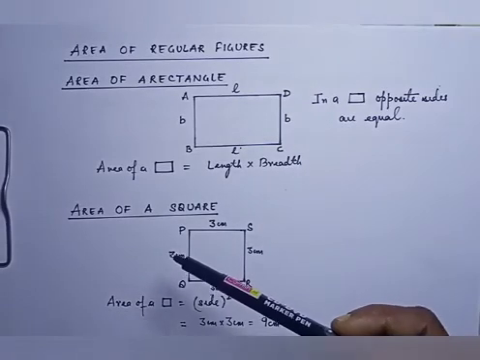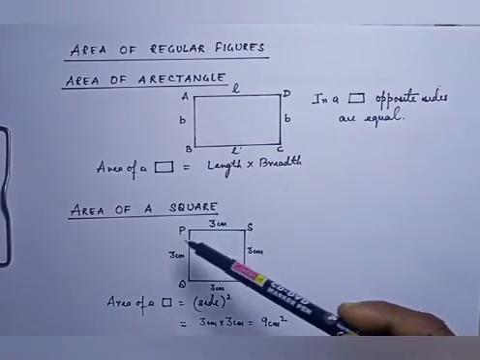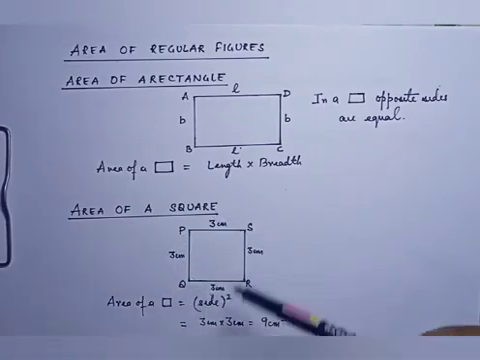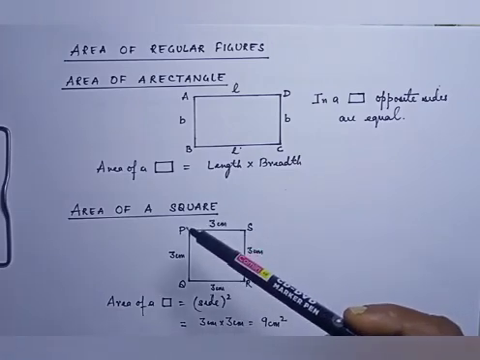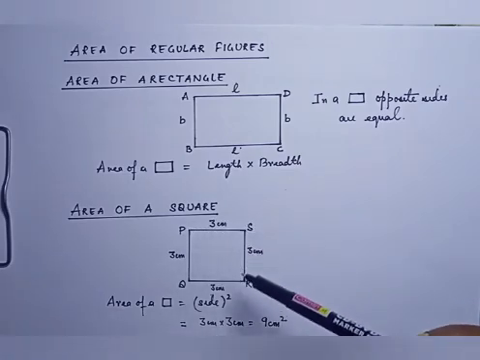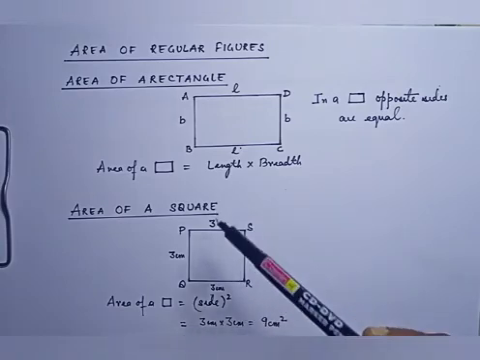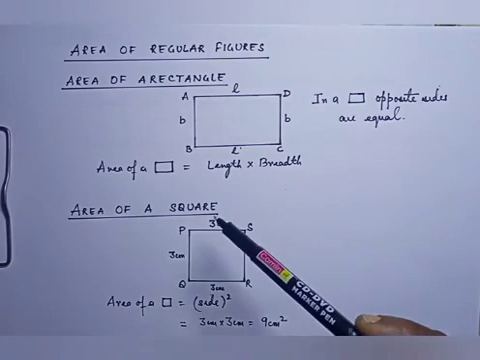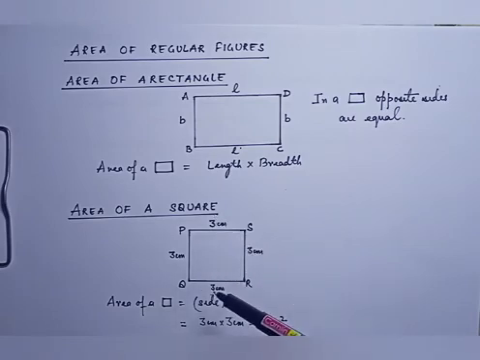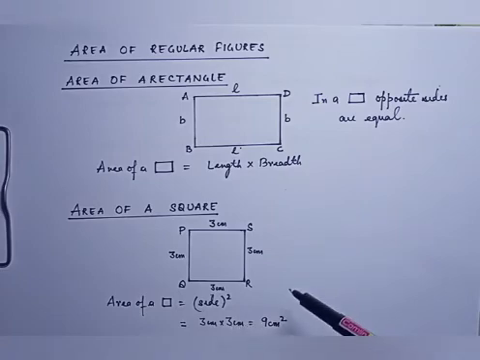Let us move to another topic, that is area of a square. So over here you can see the figure of a square. I have already told you that all the four sides of a square are equal. So the formula to find out the area of a square is side square, means any two sides you have to take and you have to find out the product of that two sides. Over here 3 centimeter into 3 centimeter is equal to 9 centimeter square. I hope it is clear to everyone.